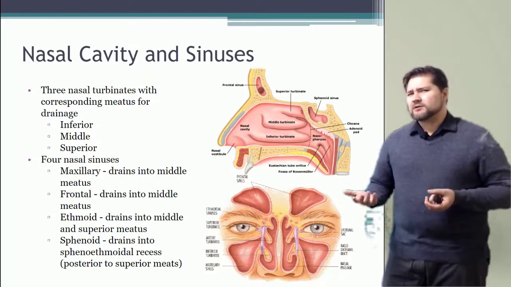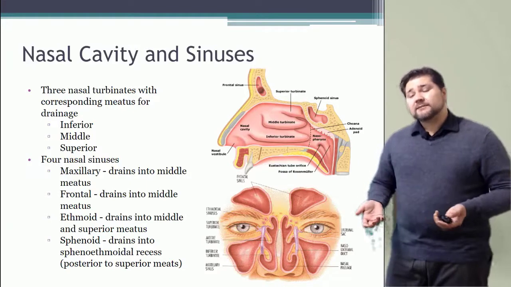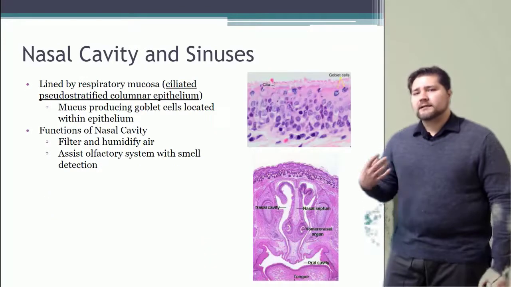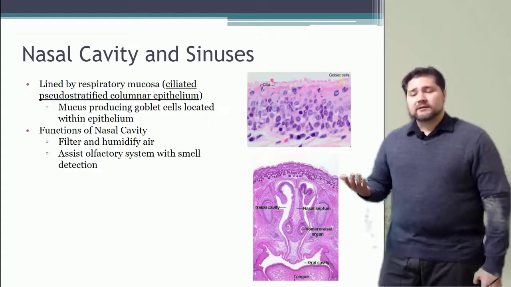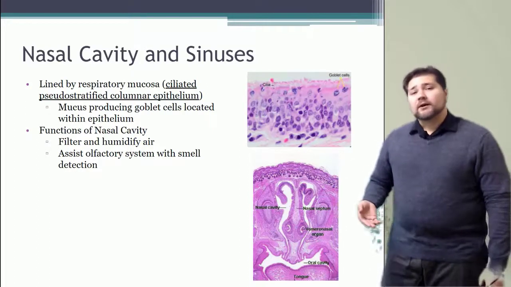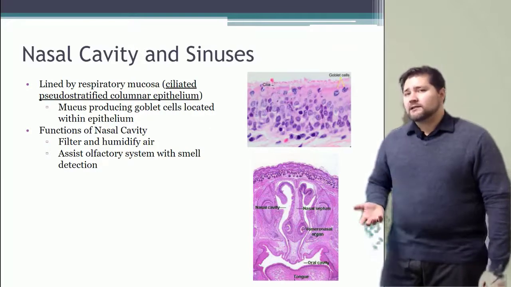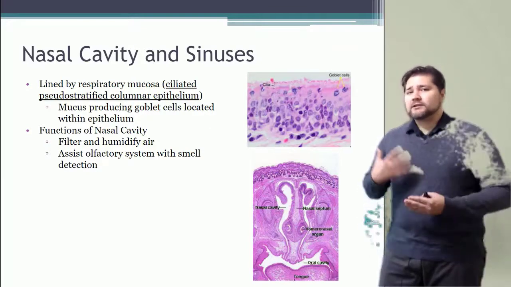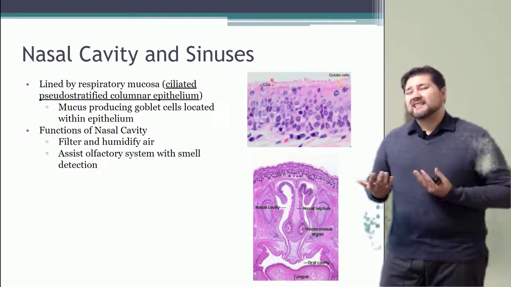So those are kind of specimens we'll see if we get sinus contents. Now, as far as the mucosa, this is going to be your typical respiratory mucosa. So it should be pseudostratified columnar epithelium with some cilia attached. And you'll see that actually lining the nasal cavity as well as the sinuses. They'll have some of that as well.